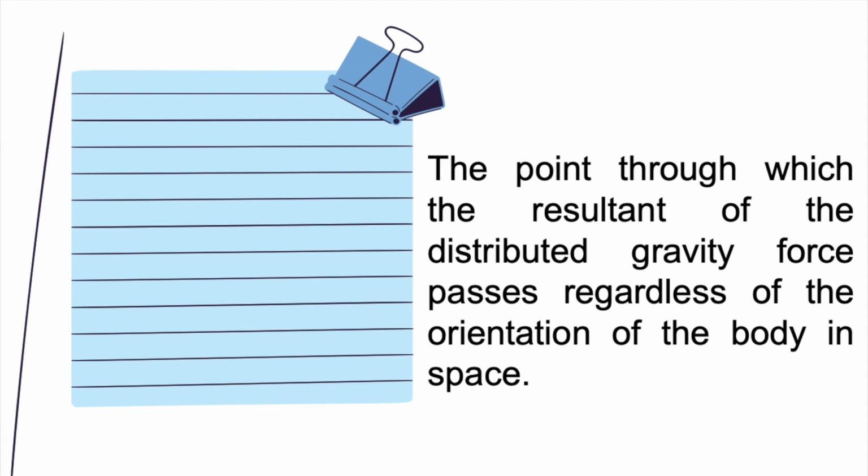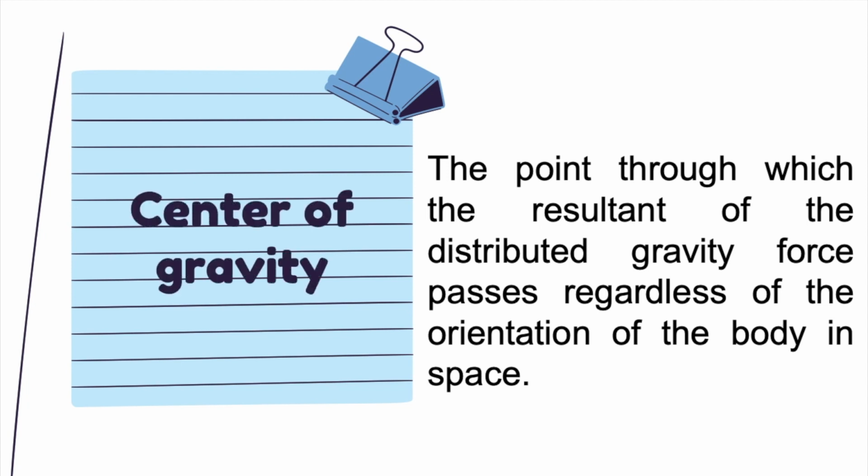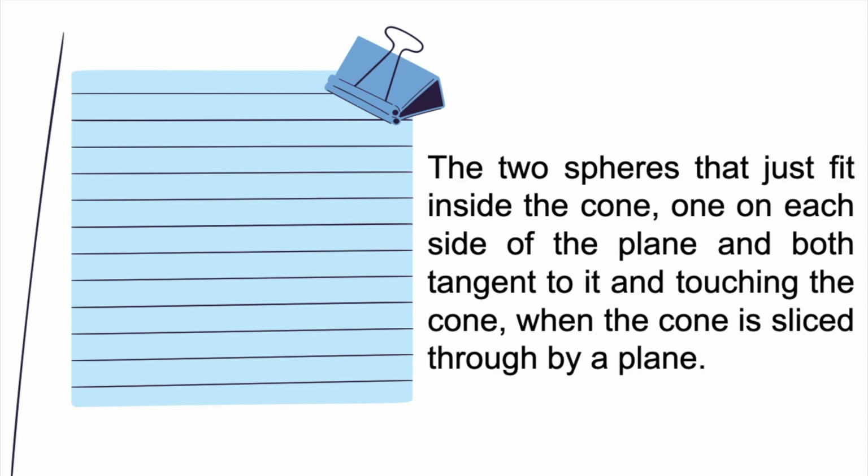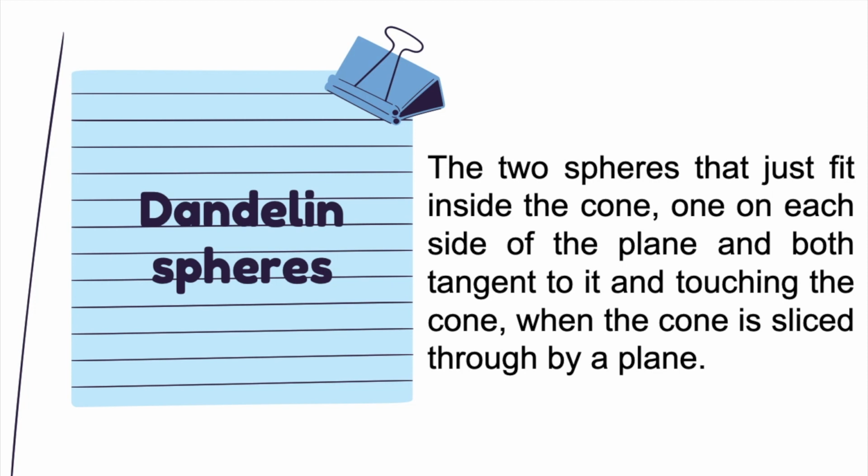The point through which the resultant of the distributed gravity force passes regardless of the orientation of the body in space. Center of gravity. The two spheres that just fit inside a cone, one on each side of the plane and both tangent to it and touching the cone when the cone is sliced through by a plane. Dandelin spheres.